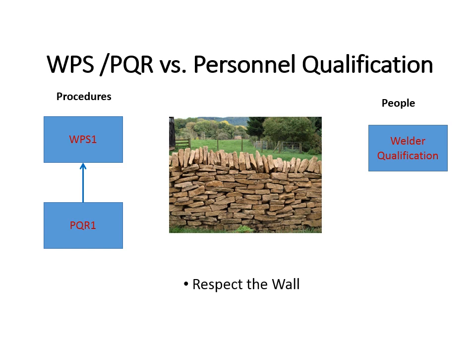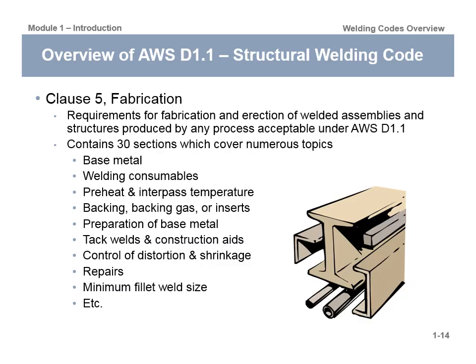So especially when you're reading about qualifying weld procedures, make sure you're reading in the portion of the code that talks about procedures, and you're not reading about welder qualifications, and vice versa, because it can get confusing and you can make yourself a mess. So respect the wall and make sure you know where you're at in the code when you're doing qualification of welders or procedures. Clause 5, fabrication.